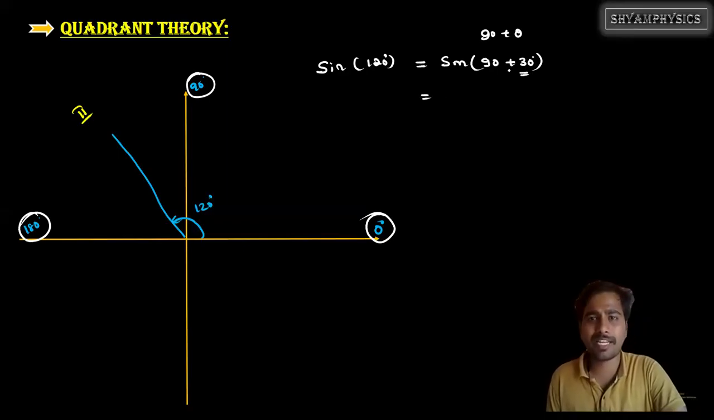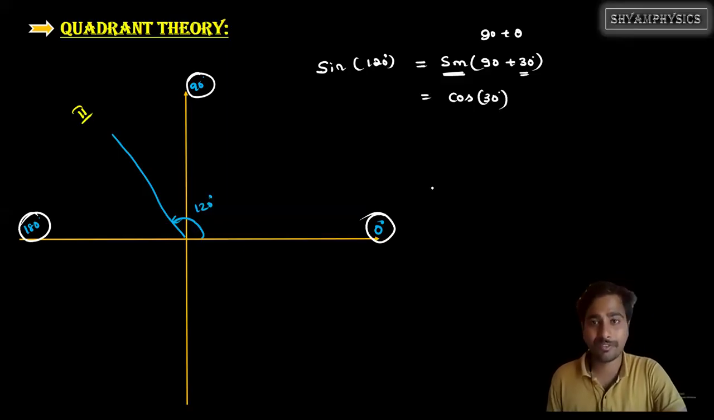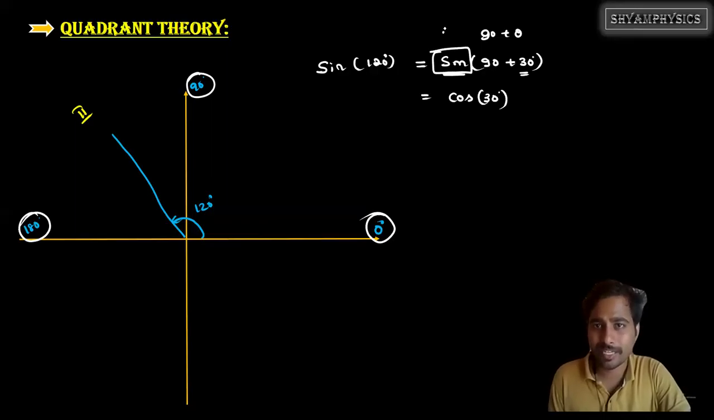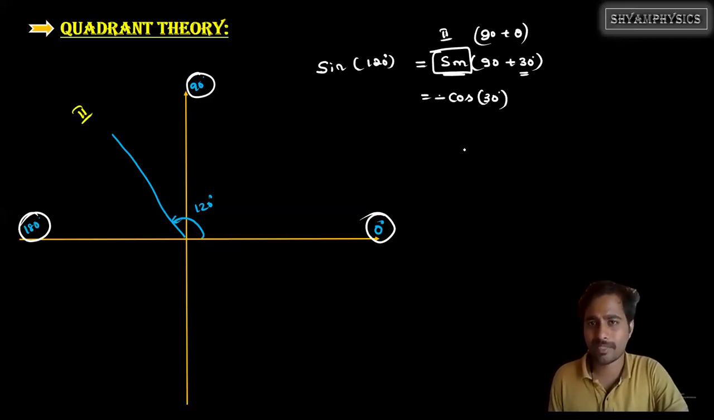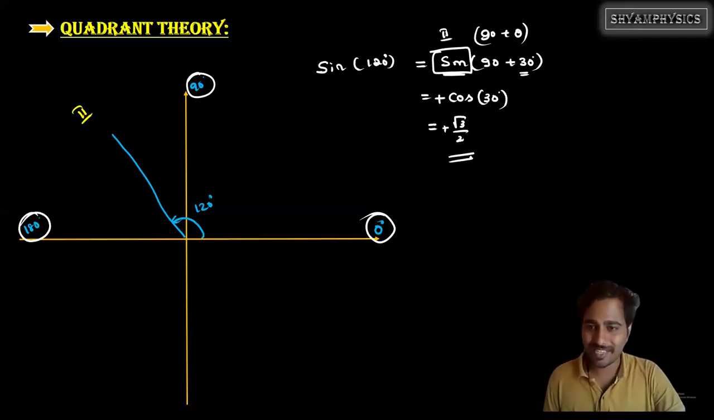Next, sine 90 plus theta. With 90 plus theta or 90 minus theta, first we need to change the trigonometric function. We can write this directly as cos theta. Very good. Next, this belongs to the second quadrant because it is 90 plus theta. Is sine positive or negative in the second quadrant? Positive, so I need to write plus. What is the value of cos 30? Cos 30 is root 3 by 2, positive. This is how you calculate the value of sine 120.